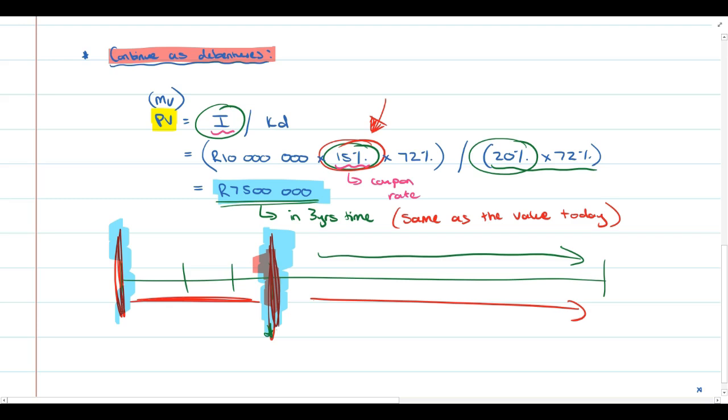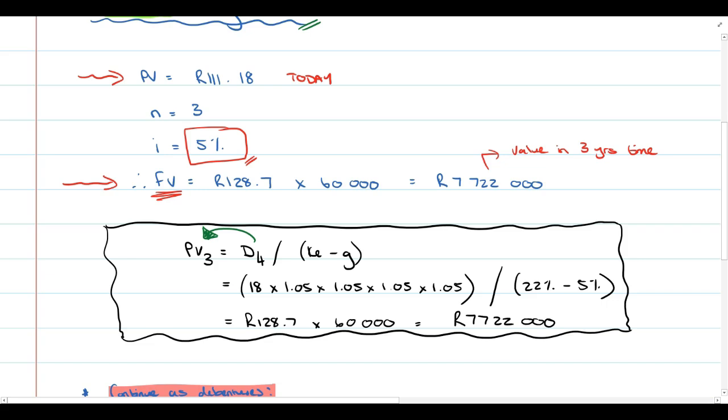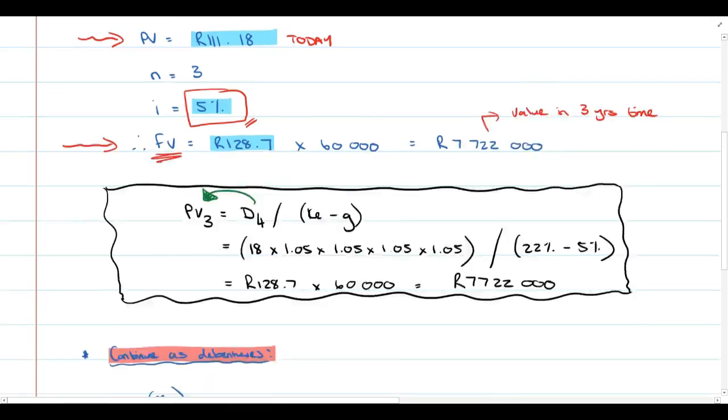So please note, for the debentures, the value today is 7.5 million and the value in 3 years' time is also 7.5 million because there is no growth in that interest payment. If we didn't have any growth in our dividends for the ordinary shares, then the value in 3 years' time would also be the same as the value today. The only reason for the difference is because of the growth of 5%.